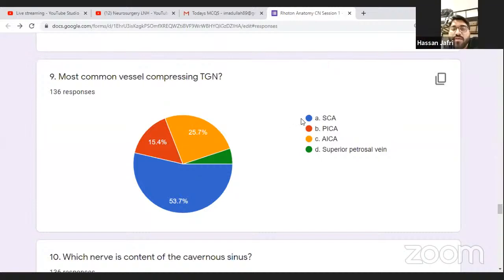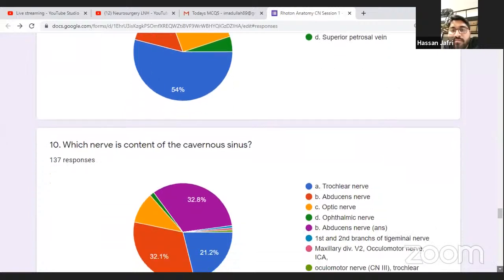Most common vessel compressing trigeminal nerve. Answers are superior cerebellar artery, PICA, ICA, and superior petrosal vein. The correct answer is superior cerebellar artery, A, which 54% got right.